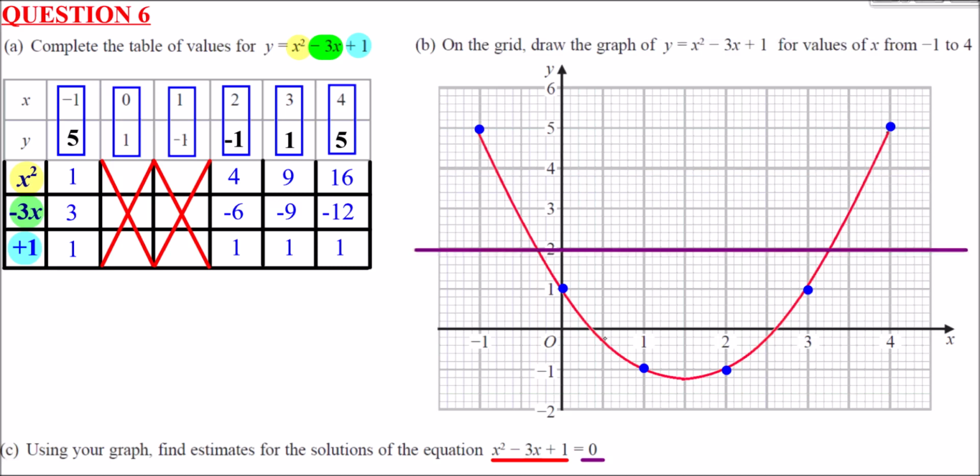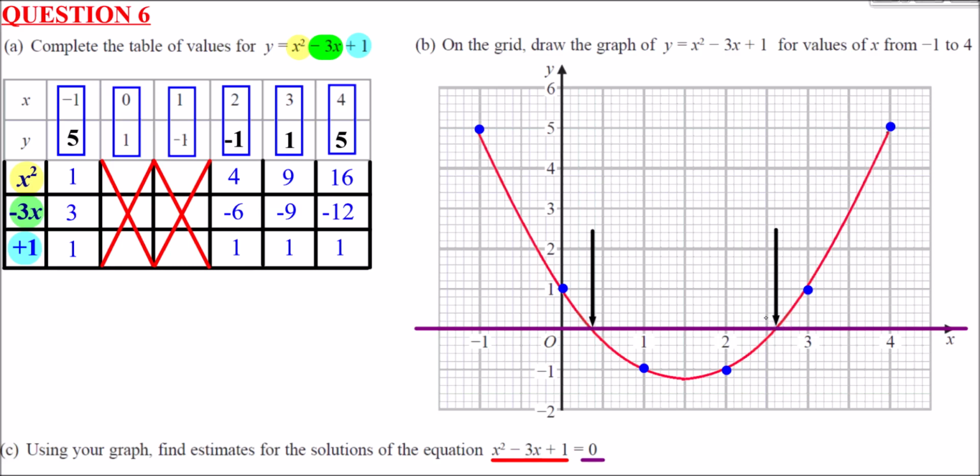So here's the line y equals 0, and you can see the line 0 and the curve x squared minus 3x plus 1 crosses here and there. So reading the graph as accurately as I can, I make that to be x equals 0.4, and this one is about x equals 2.6.